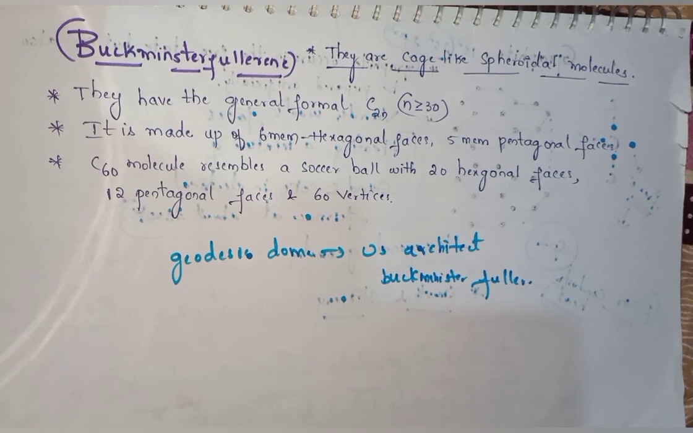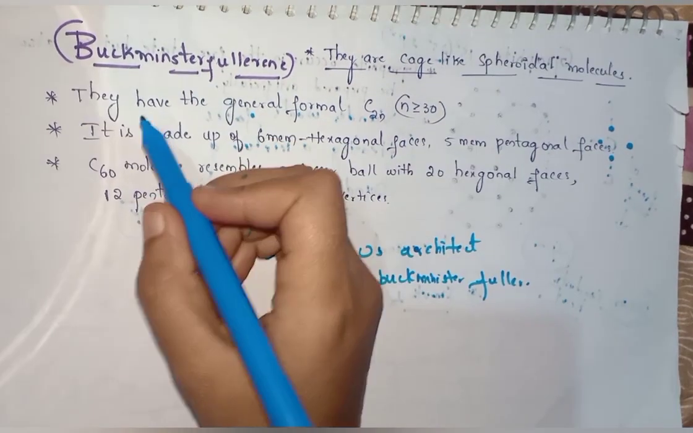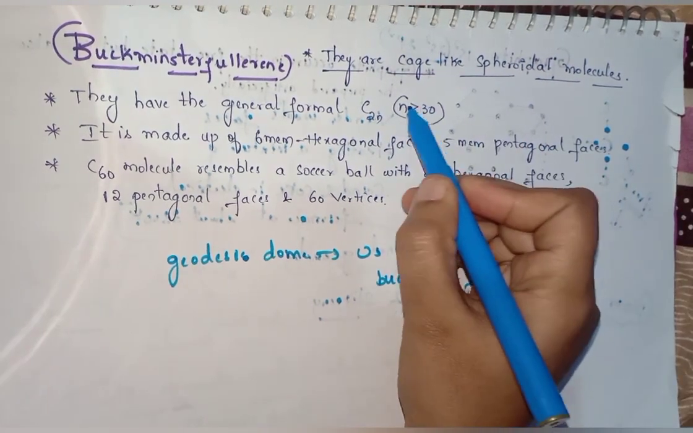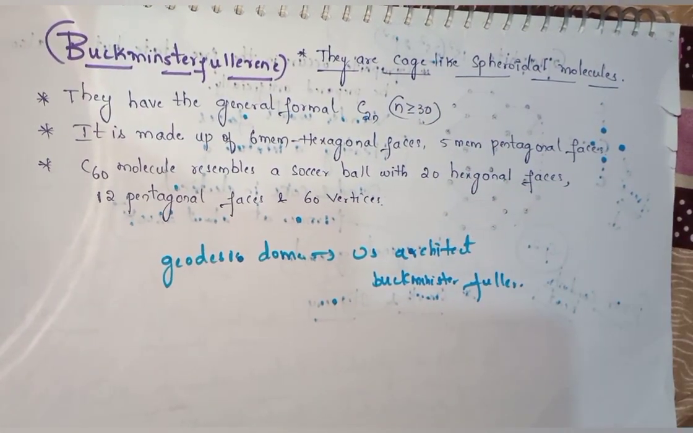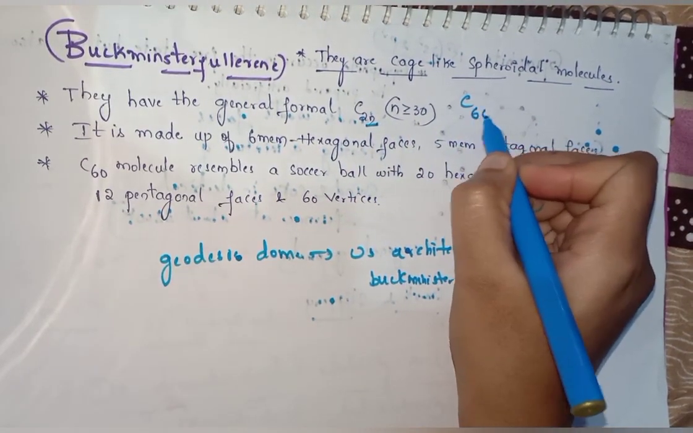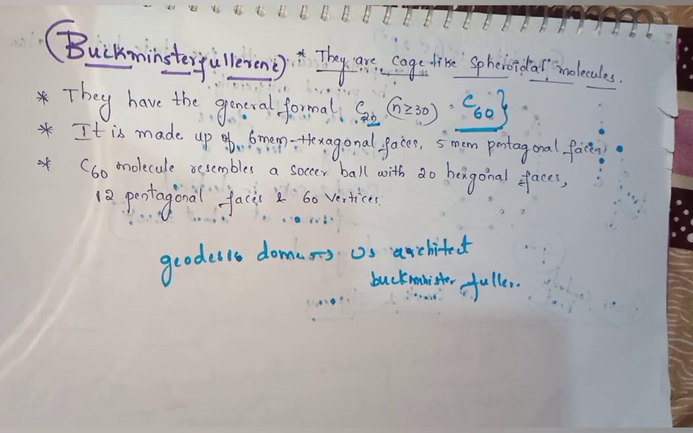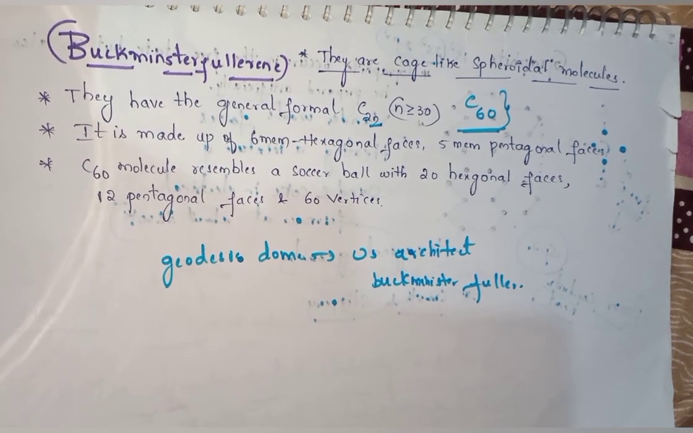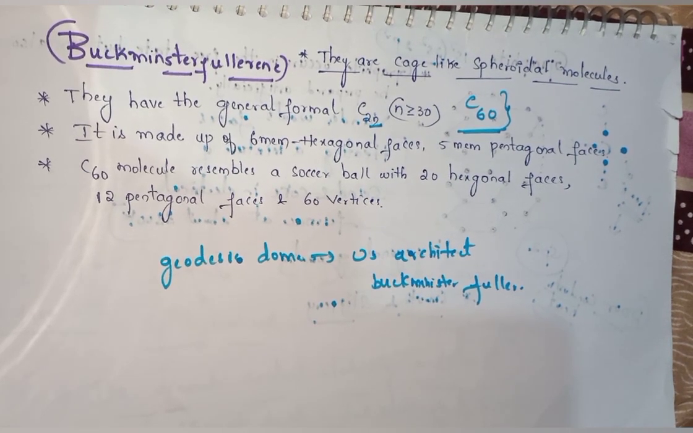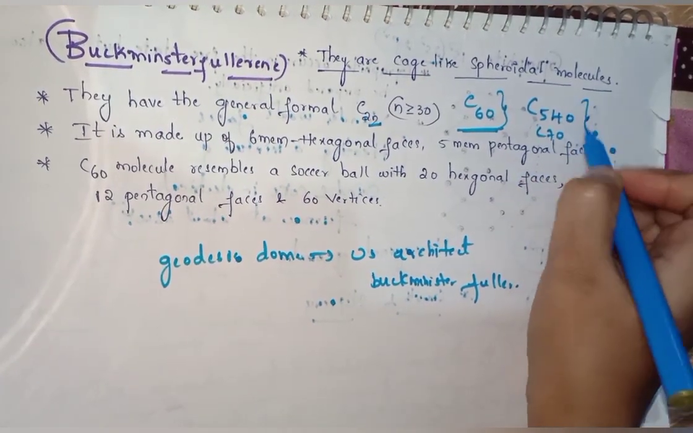Look at the picture of that Buckminster fullerenes which is in the shape of football, and these are having the general formula C2N, where N is greater than or equal to 30. So in the place of N, if we write 30, then we will get C60. This C60 is called as Buckminster fullerenes, which is in the shape of a football, and C60 is the smallest fullerene. Others are C540, C70 or other fullerenes.